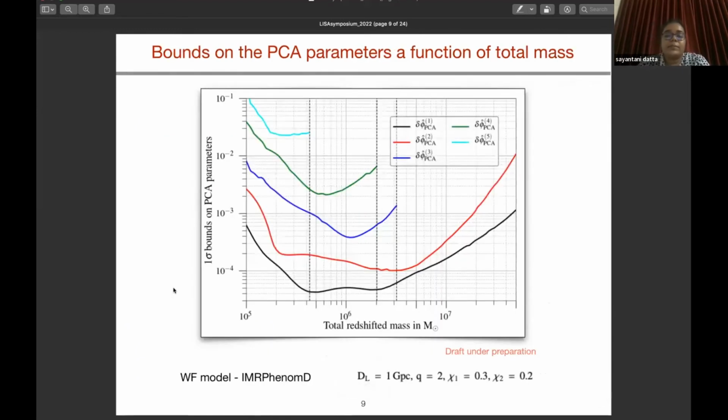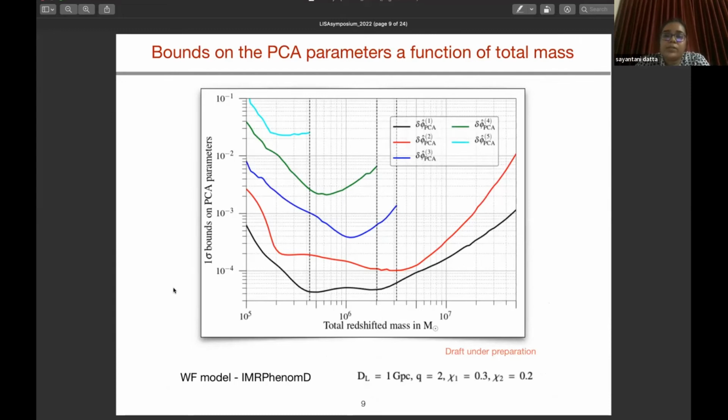So having introduced the method, I have computed the bounds on these parameters as a function of total mass, and I've used the IMRPhenomT model, which is inspiral-merger-ringdown, which has only the quadrupolar contribution and aligned spins.